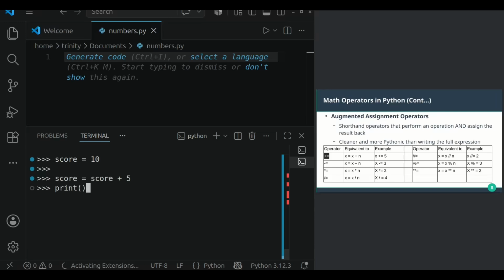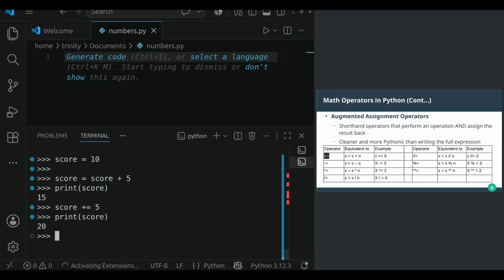So instead of saying score is equal to score plus maybe another value such as 5, let me print this so you can see the value of score, which is 15. Instead of writing this longer expression, I can use this shorthand operator and say score plus equal to 5. That will give me 15 again.